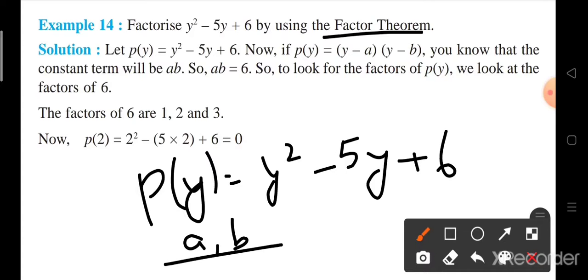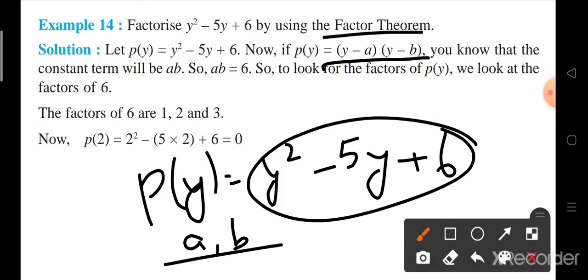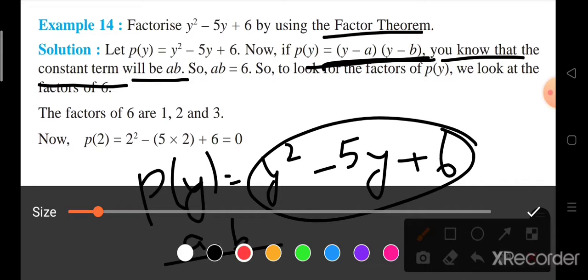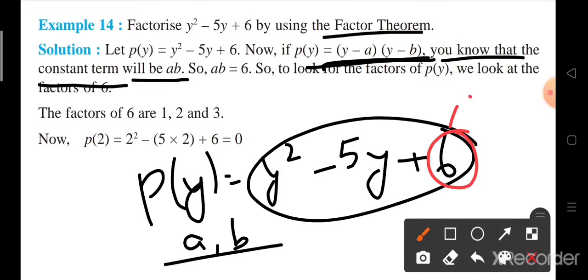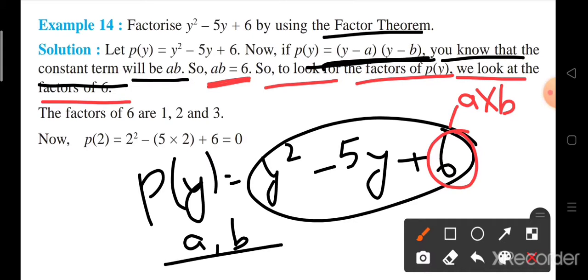So we can write this polynomial as y minus a into y minus b. You know that the constant term will be a into b. This 6 value is basically a into b. So ab, that is a into b, is equal to 6. So to look for the factors of p(y), we look at the factors of 6.